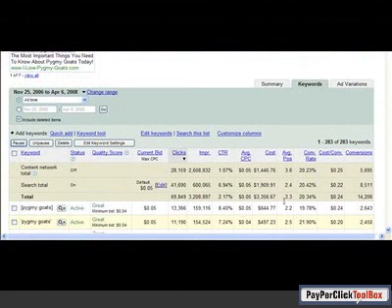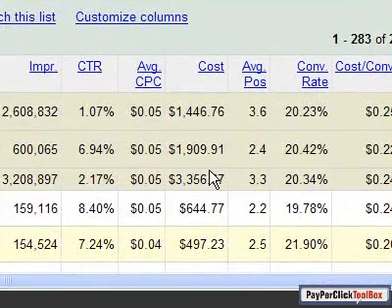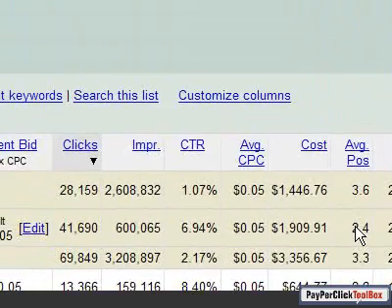And I might sort by the cost per conversion. Just wait for a second to get that to sort.